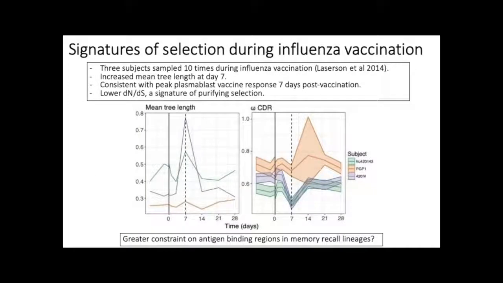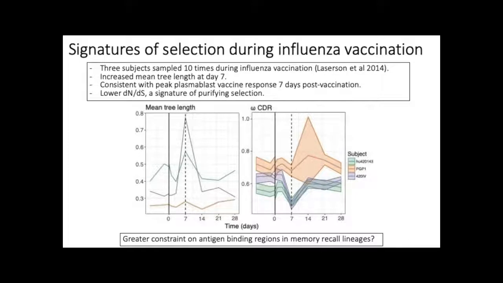Another thing we looked at is signatures of selection during influenza vaccination. For this, we have a data set of 3 subjects sampled at 10 time points over the course of influenza vaccination, and we estimated substitution model parameters for each of those.